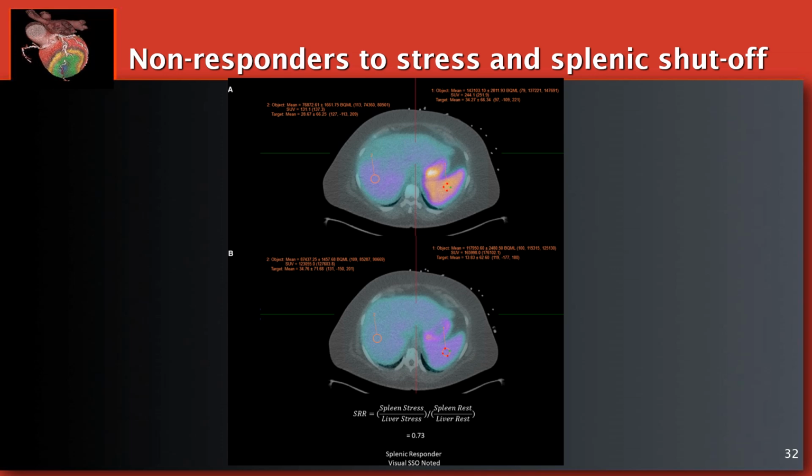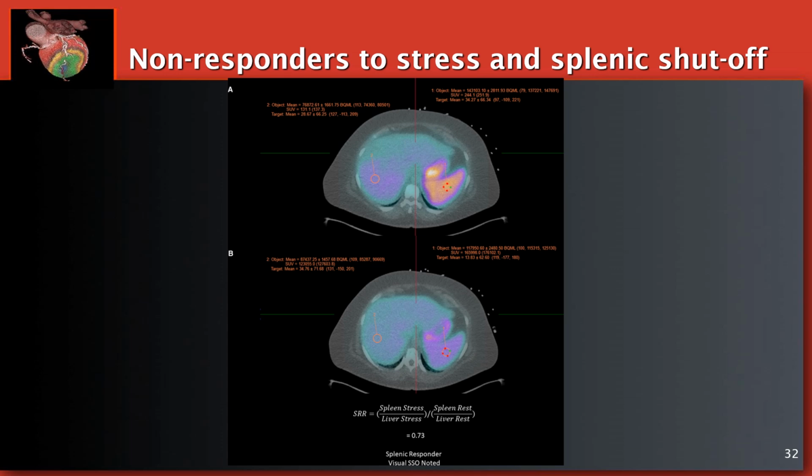And so basically the spleen always appears a little bit hot on rubidium studies, but it will always show up higher on the rest. So the image up here in A is their rest, and in B is their stress. But when they have the presence of vasodilator, it dilates the blood vessels of their heart, and it kind of shuts off the rubidium going to the spleen. More of it will get taken up by the heart. The blood vessels in the heart are dilated. There's more blood flow there.